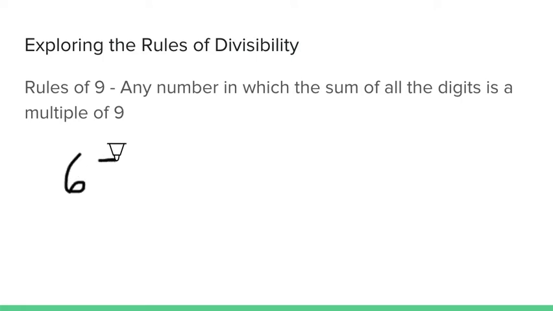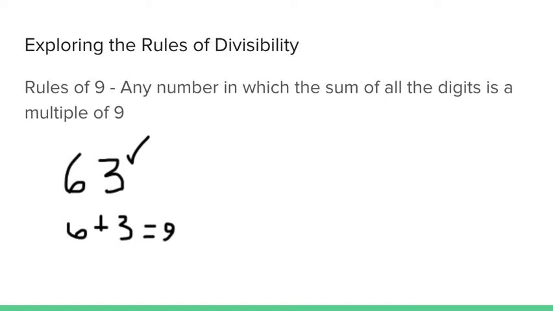Like 63. If I add 6 and 3, that would give me 9. So 6 plus 3 equals 9. And obviously 9 can go into 9. So 63 is divisible by 9. And I can tell you, just because I know my 9 times table really well, that 63 divided by 9 is in fact 7, because 9 times 7 is 63.